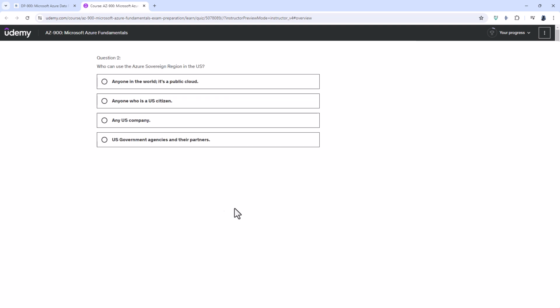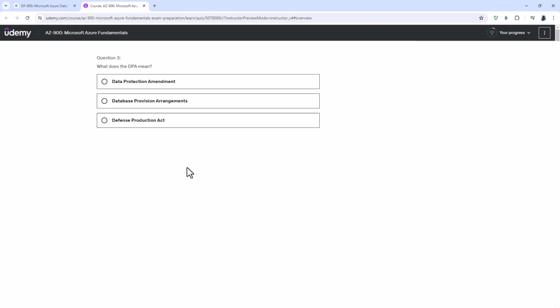Question 2. Who can use the Azure Sovereign Region in the United States? Anyone in the world as a public cloud, anyone who is a US citizen, any US company, or US government agencies and their partners. And the correct answer is US government agencies and their partners.